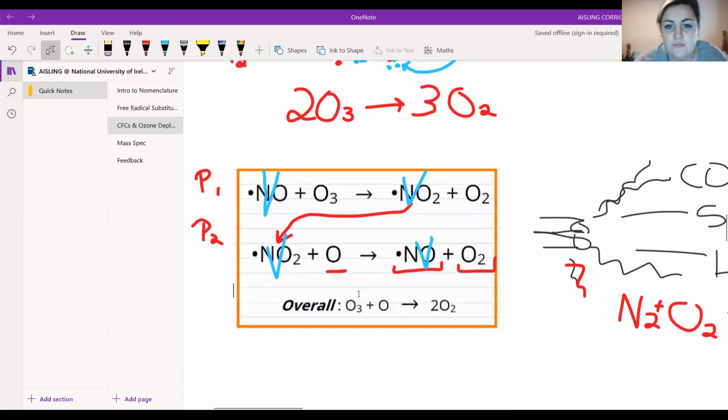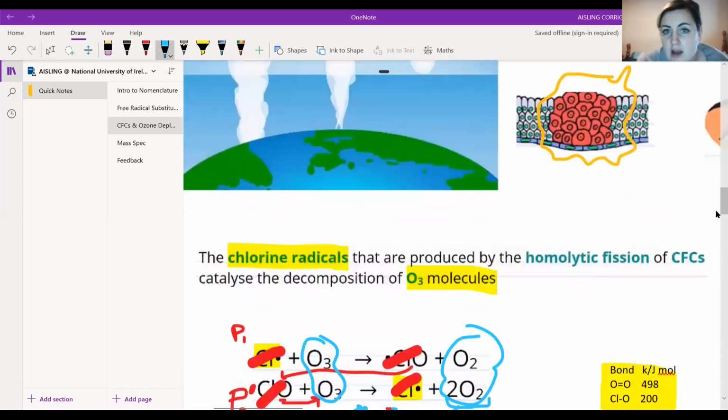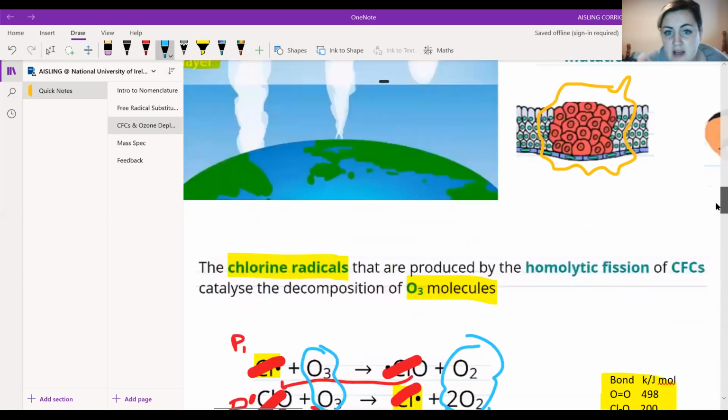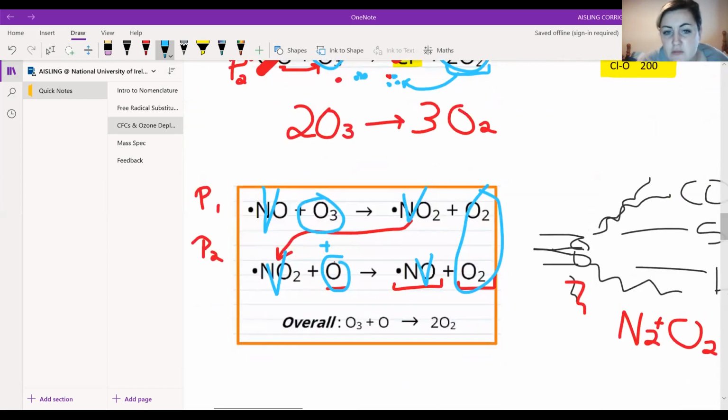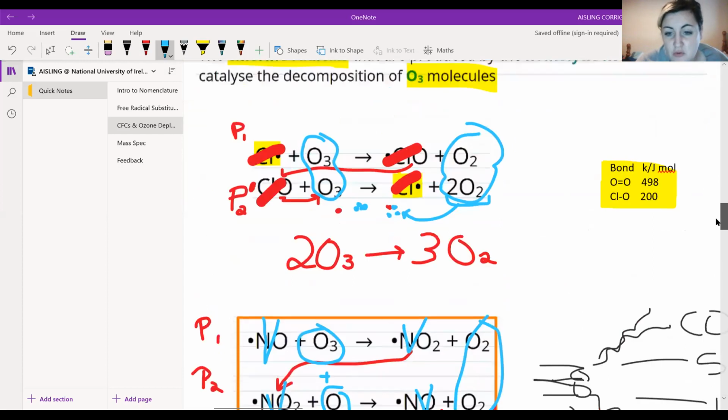Overall, we have an O3 plus an O to make 2 O2. So an O3 plus an O to make 2 of these. So same reaction mechanism as above. The only difference is, I suppose, just to note that when the radical comes down to propagation 2, it's going to react with an oxygen. And again, it's to do with bond enthalpy, etc. Okay, just I suppose a matter of memorizing and knowing the steps.